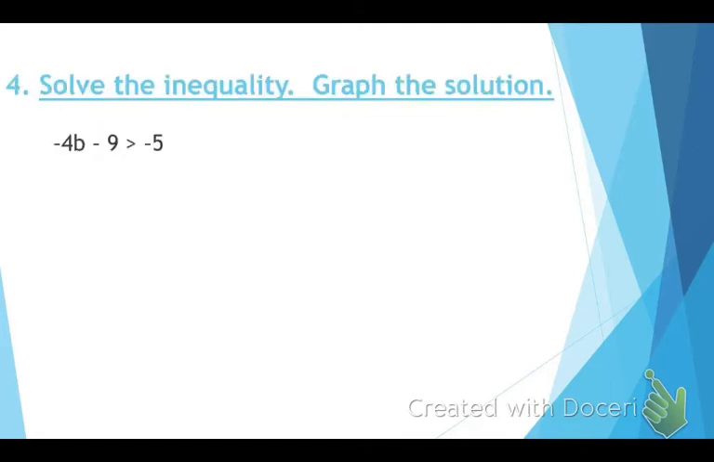For this one, it asks us to solve the inequality and then to graph it. Remember, this -4 is attached to that b, so we want to keep that there as long as possible. So the first step I'm going to do is get rid of the -9. How do I get rid of that? Add by 9 on both sides. Leaving me with, be careful, a lot of people on their quiz forgot to bring down the -4. They just brought down 4b.